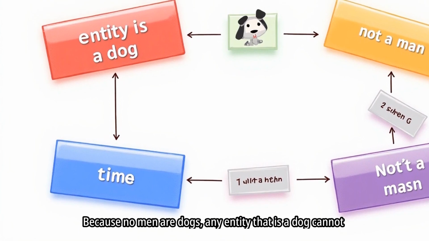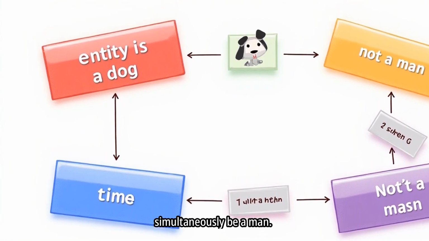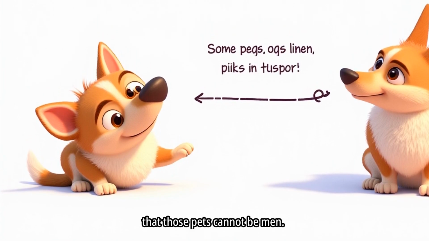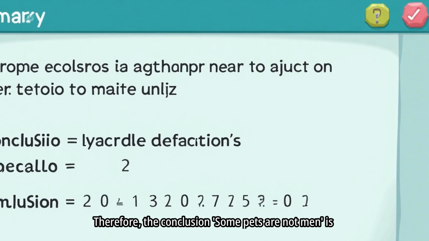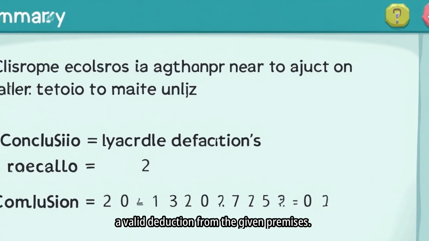Because no men are dogs, any entity that is a dog cannot simultaneously be a man. Since some dogs are also pets, it logically follows that those pets cannot be men. Therefore, the conclusion, some pets are not men, is a valid deduction from the given premises.